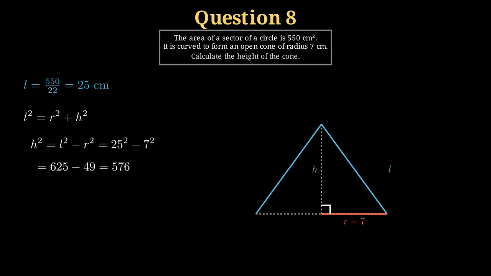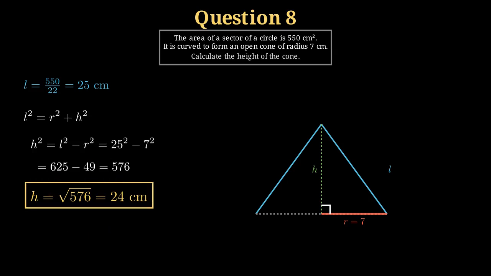That is 25 squared minus 7 squared, which is 625 minus 49, giving 576. The height is the square root of 576, which is 24 centimetres. Well done! That's question 8 complete.